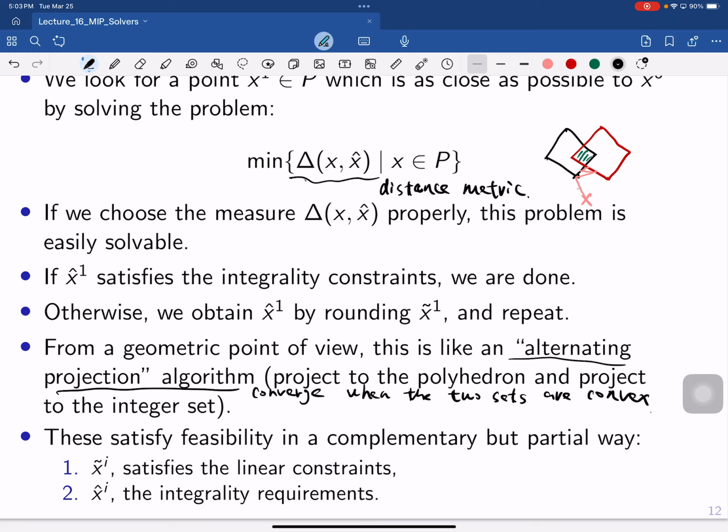Now, does alternating projection converge when I have a mixed integer linear program? Or in other words, does feasibility pump converge? The conclusion is that feasibility pump does not necessarily converge, because the integer set is not a convex set. The LP set is a convex set. Heuristically, it works well in practice. Usually after a few iterations, you can find a feasible solution.